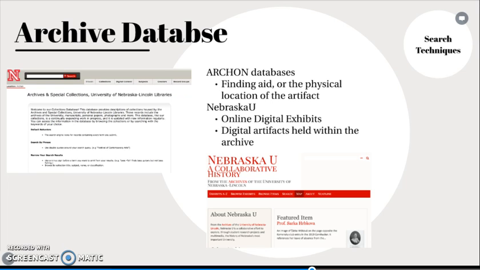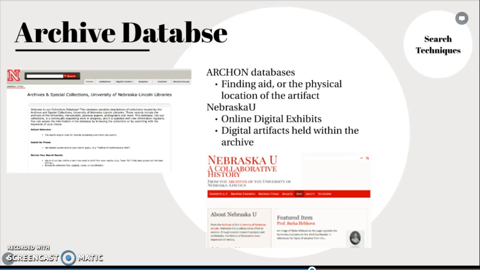Great. So the University of Nebraska has two types of online databases that you can use. Both can be accessed at home and off campus and used for research. The first is the Archon database. This is used for finding the physical location of an object within the archive through a finding aid. A finding aid will give you the exact location down to the item number and will be a more complete list of the university's holdings. If there is an online digital record of the artifact, it will provide you with a link.